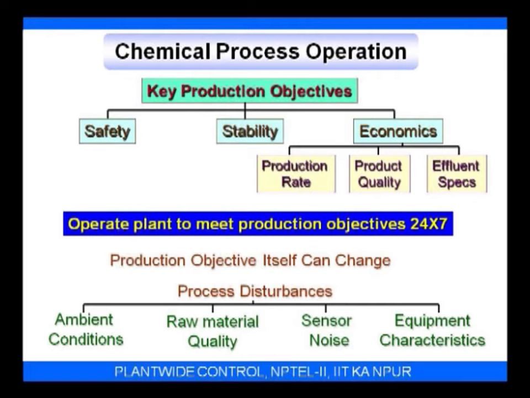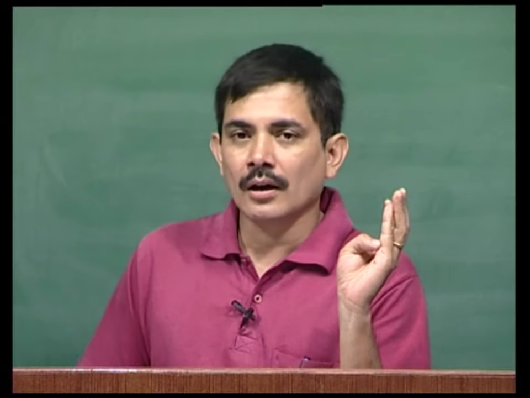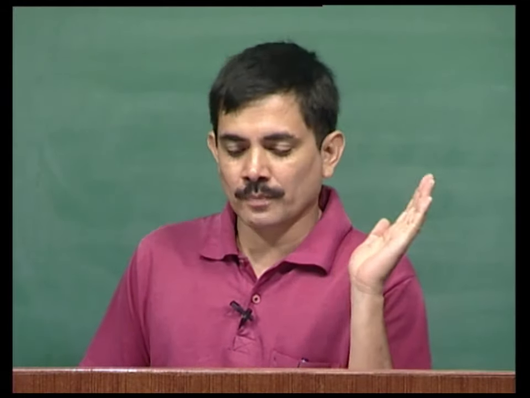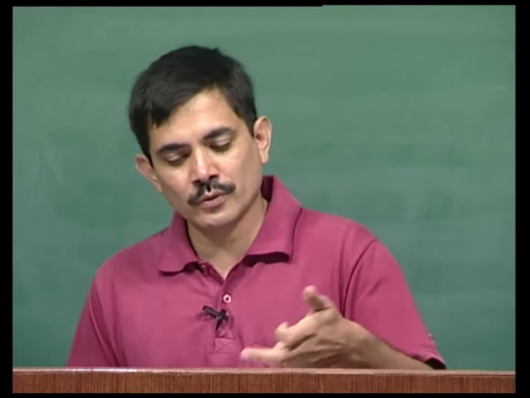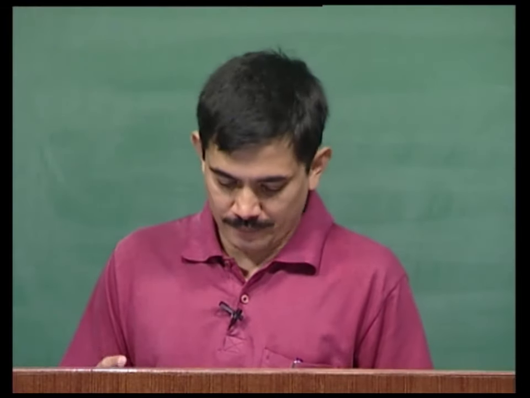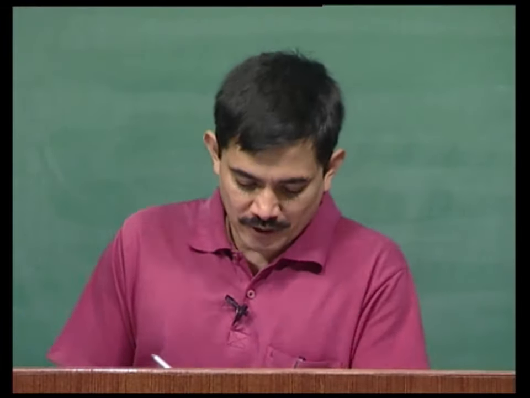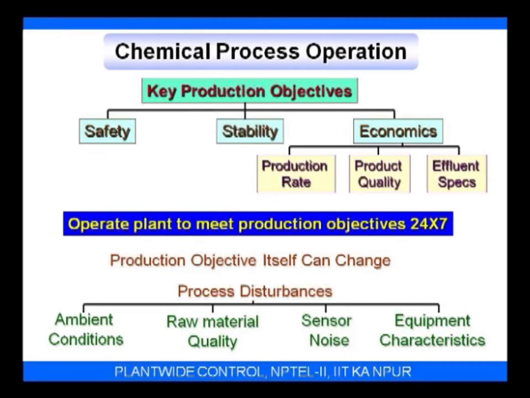Now, continuous processes, as is typical of chemical processes, are typically operated to meet these production objectives 24/7. That means 24 hours a day, 7 days a week, non-stop. So we would like to meet our key production objectives in terms of safety, stability and economics all the time. Now, as you may appreciate, because of changing economic conditions, the production objective itself can change.